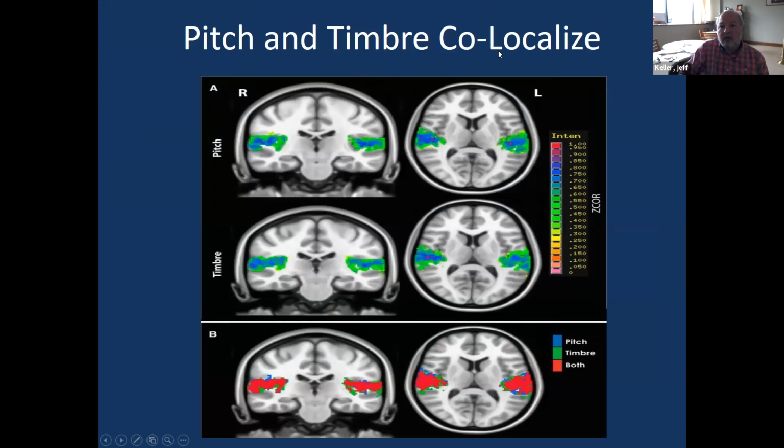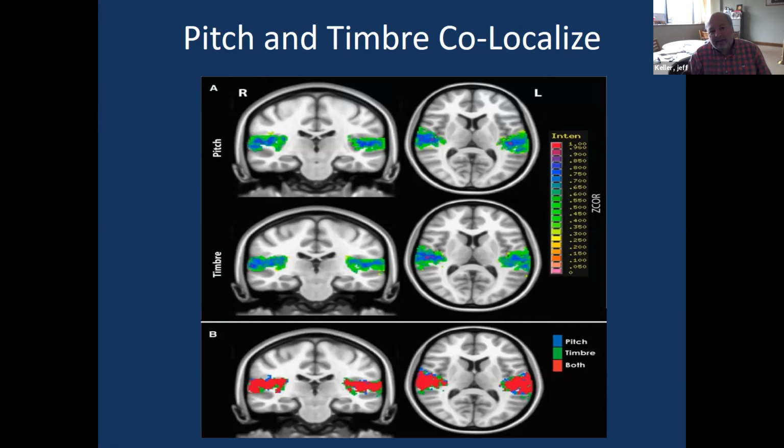Pitch and timbre co-localized. This is an image of the brain where now we're looking at it cross-sectionally, a coronal section. Here would be the eyes, so this would be the brain looking out at you. Here are the ears of the individual, so the ears would be right up in here. What we're looking at here is, in response to a piece of music, this individual, where they altered the pitch or the timbre, we're looking at what parts of the brain were activated.